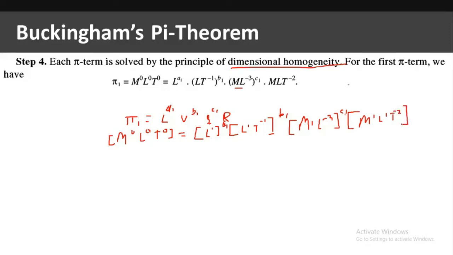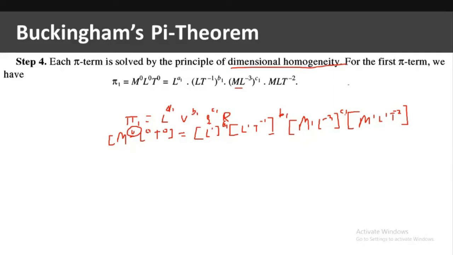Okay, so this dimension should be same. Now this dimension is same, which means the power of M on the left side should be equal to the power of M on the right side. So you have to equate the powers of M on the left side and the right side. And here you will open it.